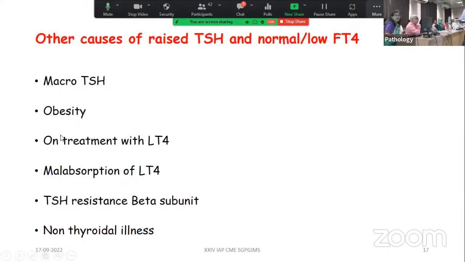Then malabsorption of T4. Again, it will be the same condition like not taking treatment. Obesity, because the set point for TSH secretion is higher in obese people. So the TSH may be high.